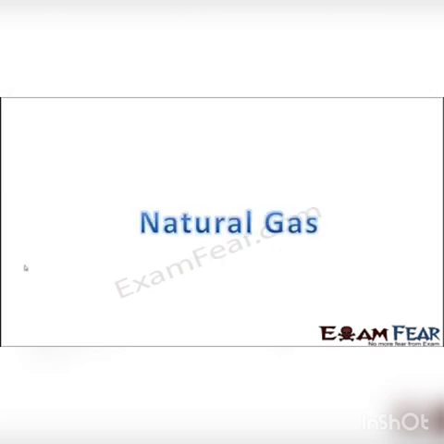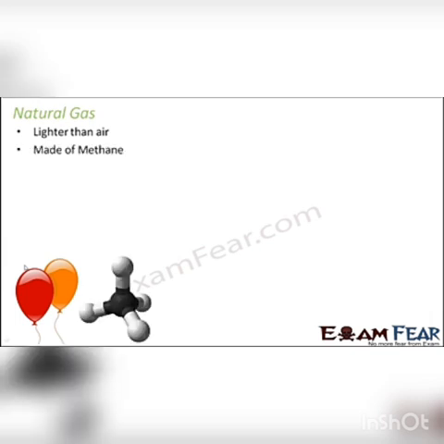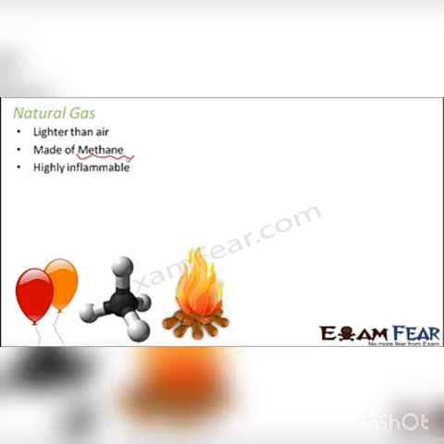So now we are going to discuss the third fossil fuel, that is natural gas. So natural gas is a gas which is even lighter than air, and it is mostly composed of methane. However, it has small amounts of other gases too. It is highly inflammable, that is, it catches fire very easily. It is usually found near petroleum underground. So wherever you have the crude oil deposits, nearby to that you also find natural gas.